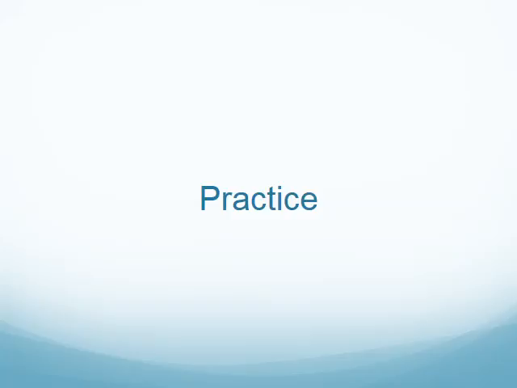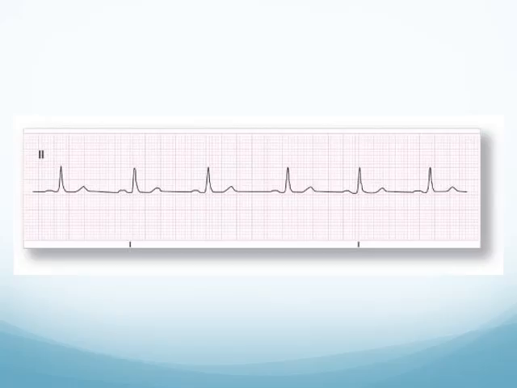At this point, we're going to do some practice based on the arrhythmias that we've been talking about. So make sure you have your little cheat sheet handy as we go through these, and just follow along and try to figure out what we're looking at. Okay, so the first rhythm here, remember that we're going to be using our 4 steps of EKG interpretation.